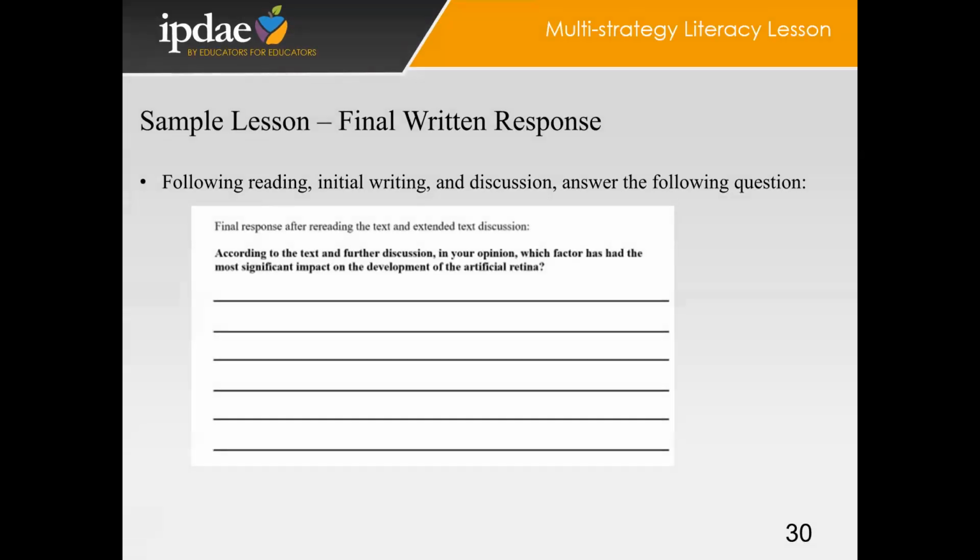So the last thing that we do then with students is provide that chance for them to create a final written response. And you see the prompt: according to the text and further discussion, in your opinion, which factor has had the most significant impact on the development of the artificial retina? So they would finish up with that writing opportunity.